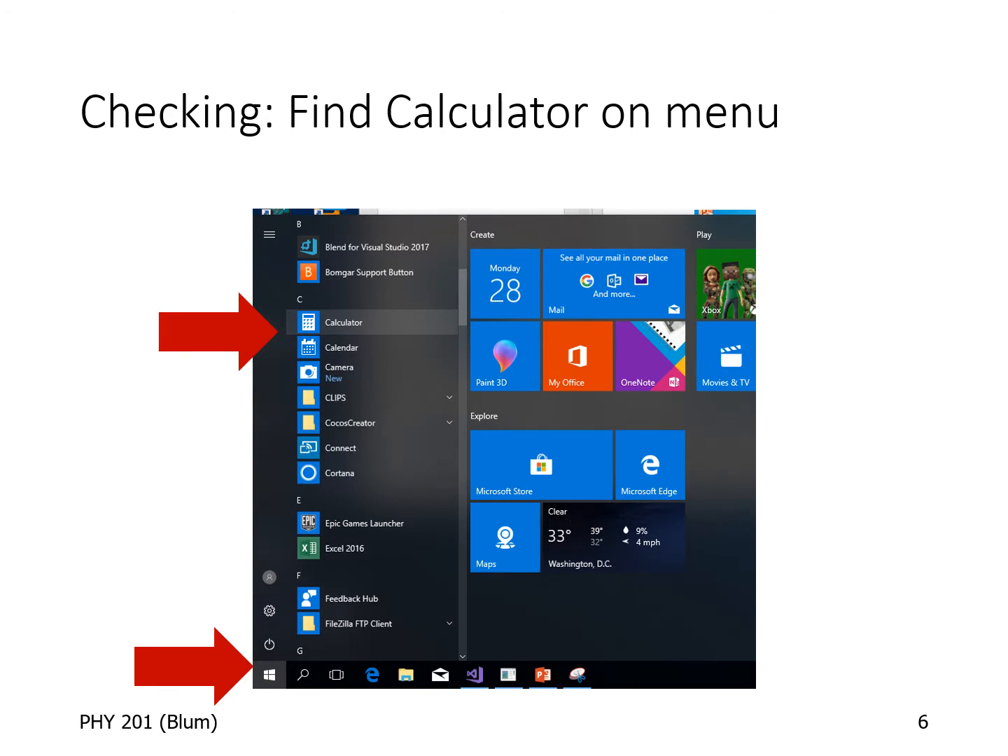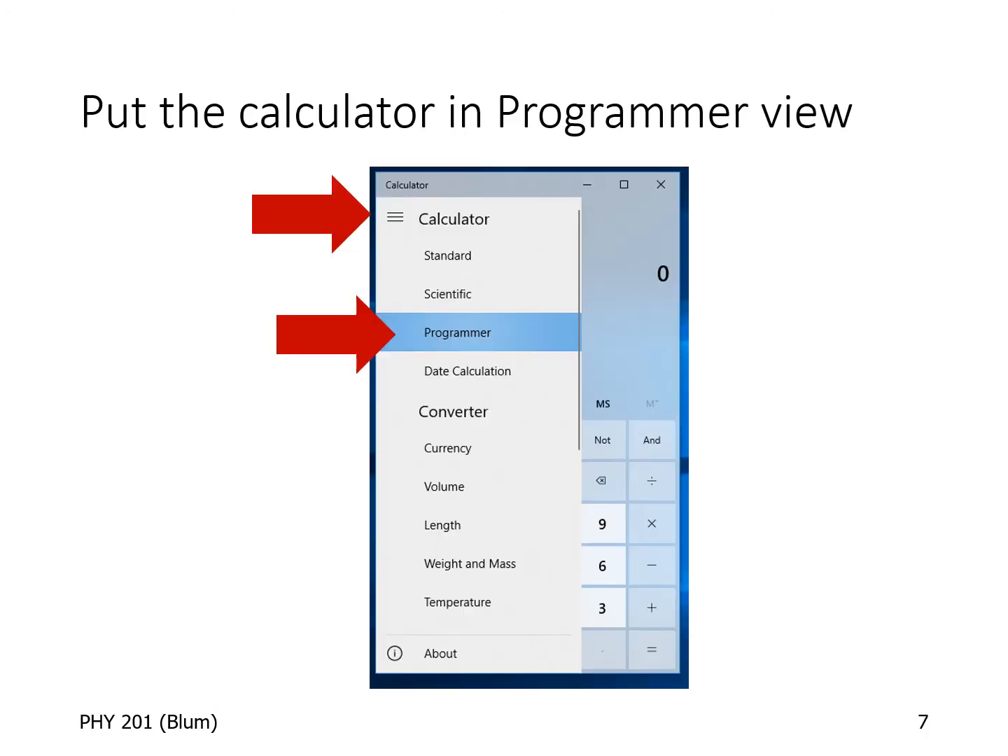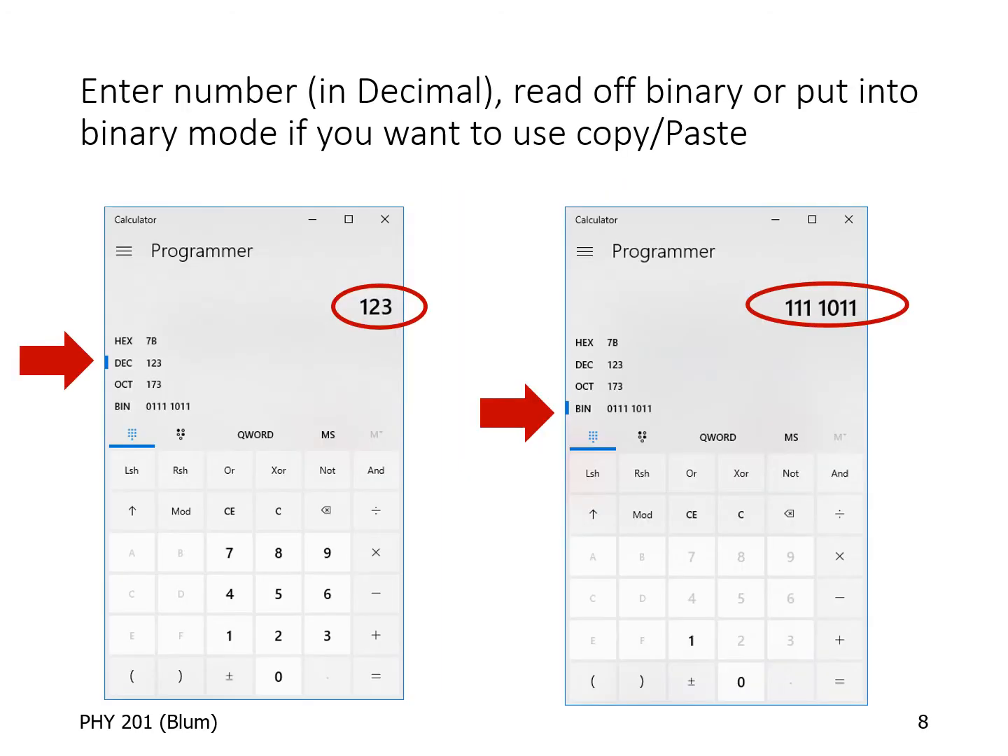We can also do this on the calculator, so find your calculator. Get yourself into the programmer view, and then in decimal mode, enter the number in decimal, and then you can either look at the binary, which is displayed automatically, or put yourself in the binary mode if you want to copy and paste the number.